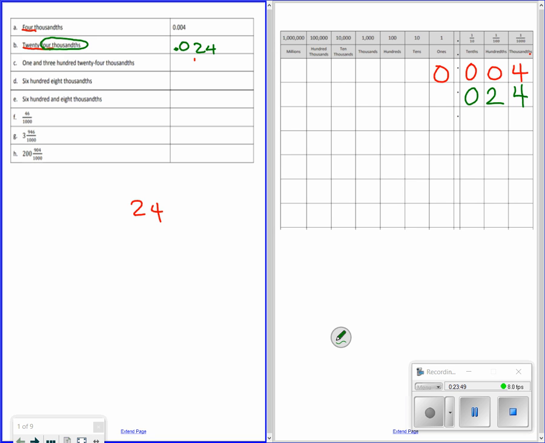Okay, so I'm going to leave those other ones. I'm going to let you try to do them later. Down here, you have fractions. Oh my gosh, fractions.